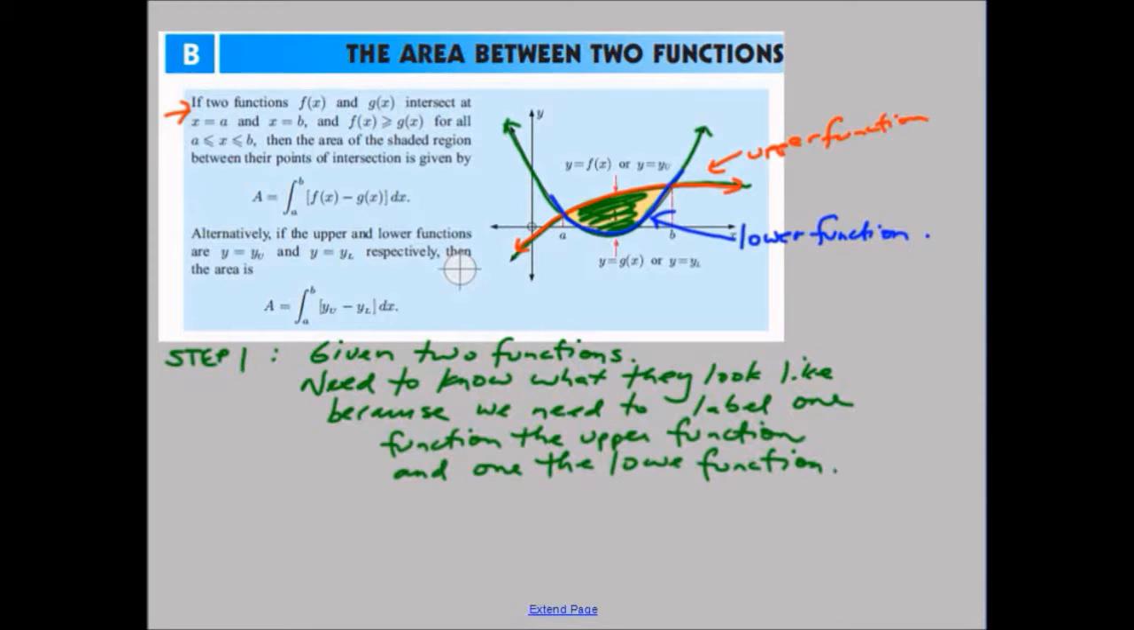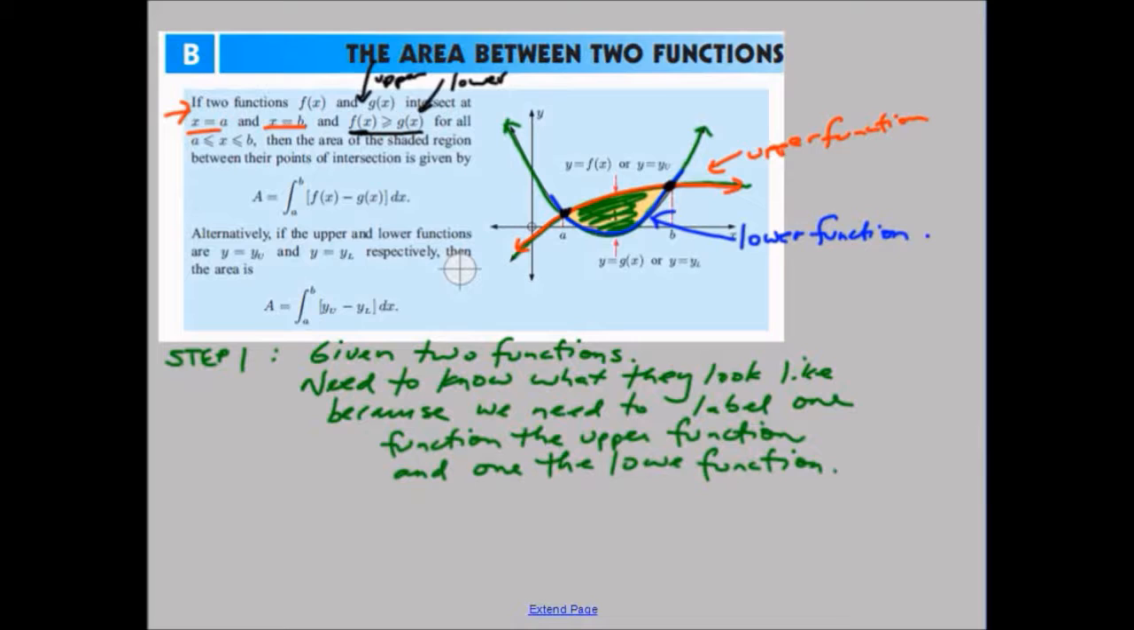So let's take a look at this mathematical speak. If two functions, f of x and g of x, intersect at x equals a and x equals b, in other words, we're saying these two graphs intersect here and here, so those are going to be the beginning and end of our integral. And f of x is bigger than g of x. Okay, so this is just saying that we're determining that f of x is our upper function and g of x is the lower function.